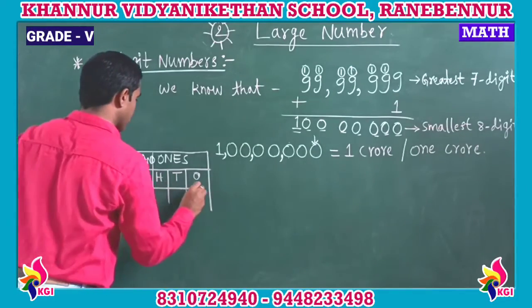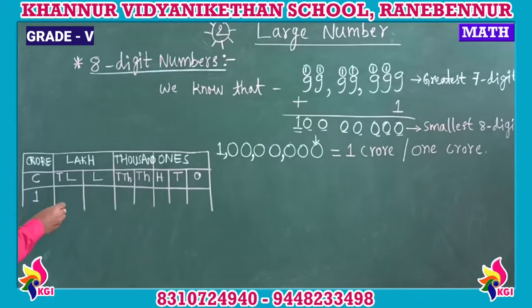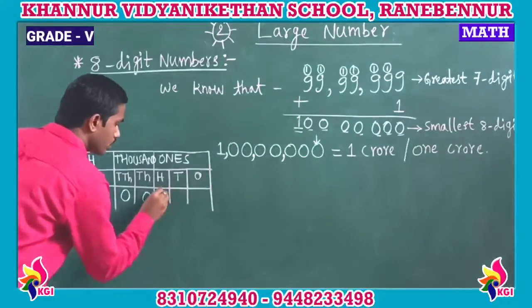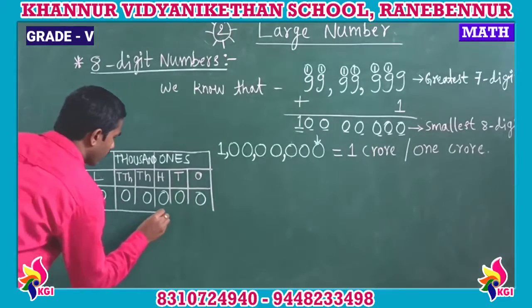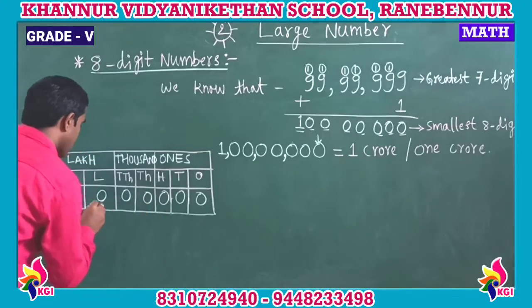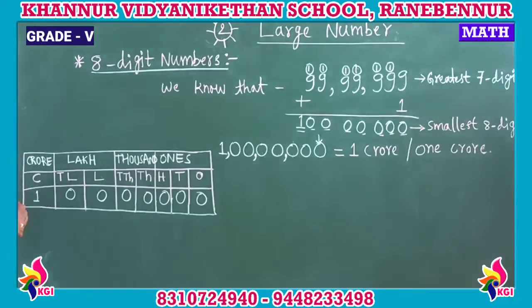So my dear kids, I will write the same number: 1 in the crore place, and then 0, 0, 0, 0, 0, 0, and the last 0. How many zeros are there? 1 followed by 7 zeros. This is the smallest 8-digit number.